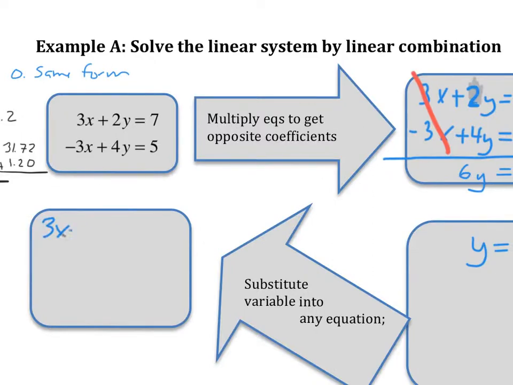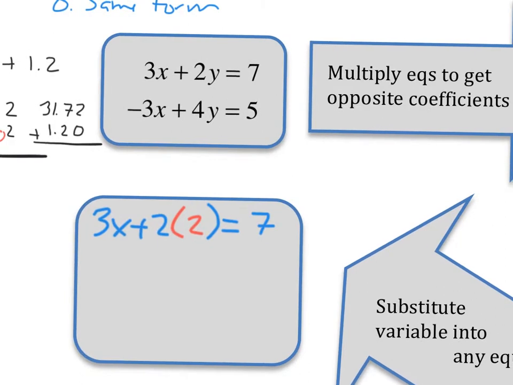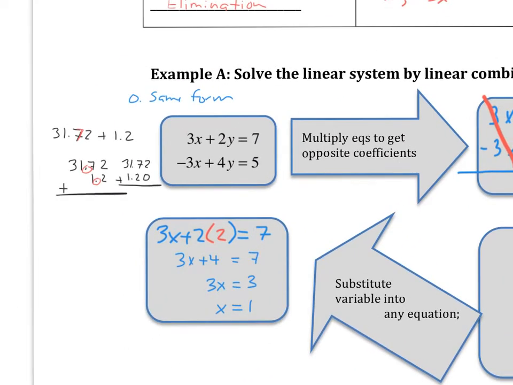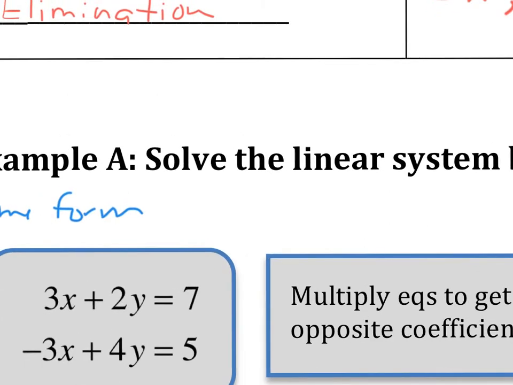So 3x plus 2 times 2 equals 7. And let me just make sure that's a 2. Yep. All right. And 3x plus 4 equals 7. 3x equals 3, and x equals 1. All right, so I'm claiming that my solution is (1, 2). So let me put that down as my answer, 1, 2, in parentheses.